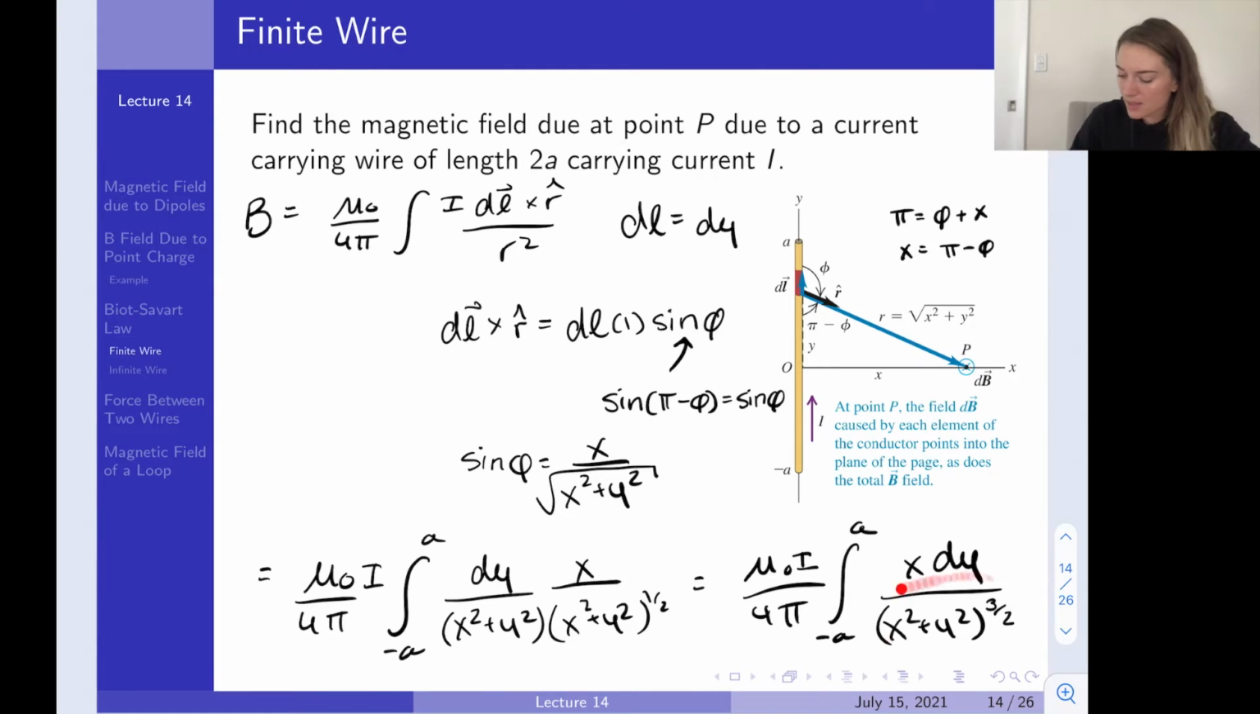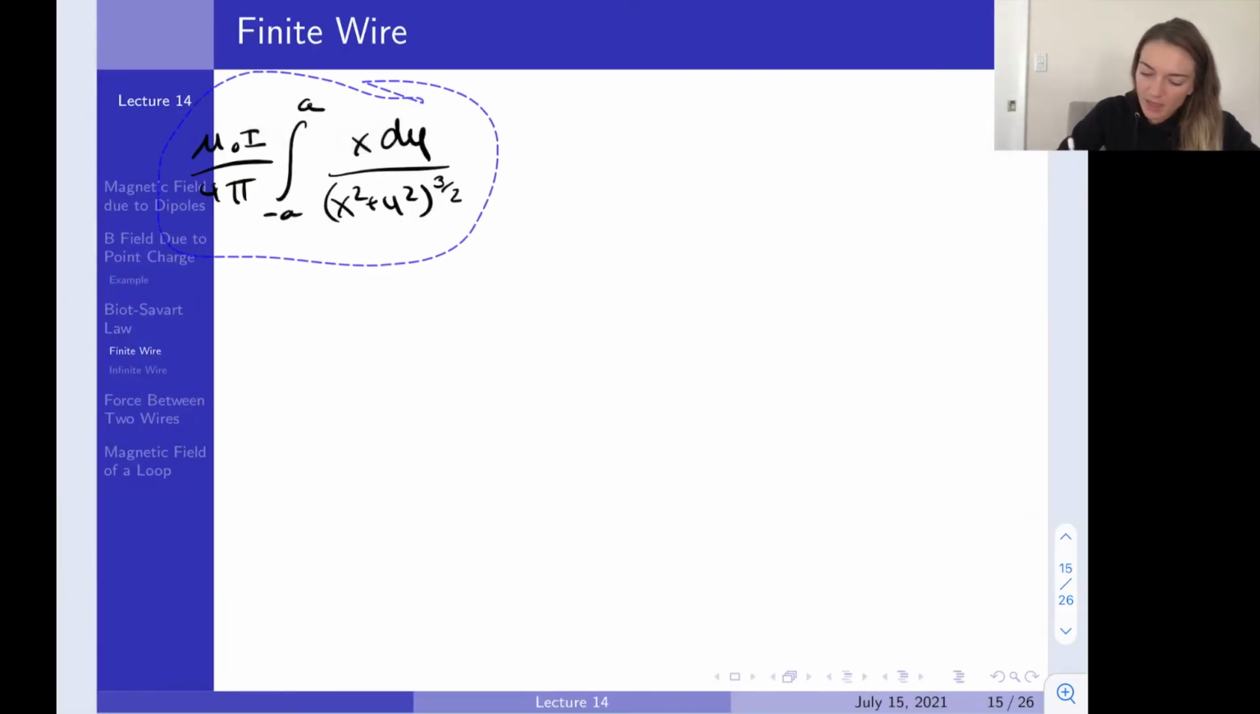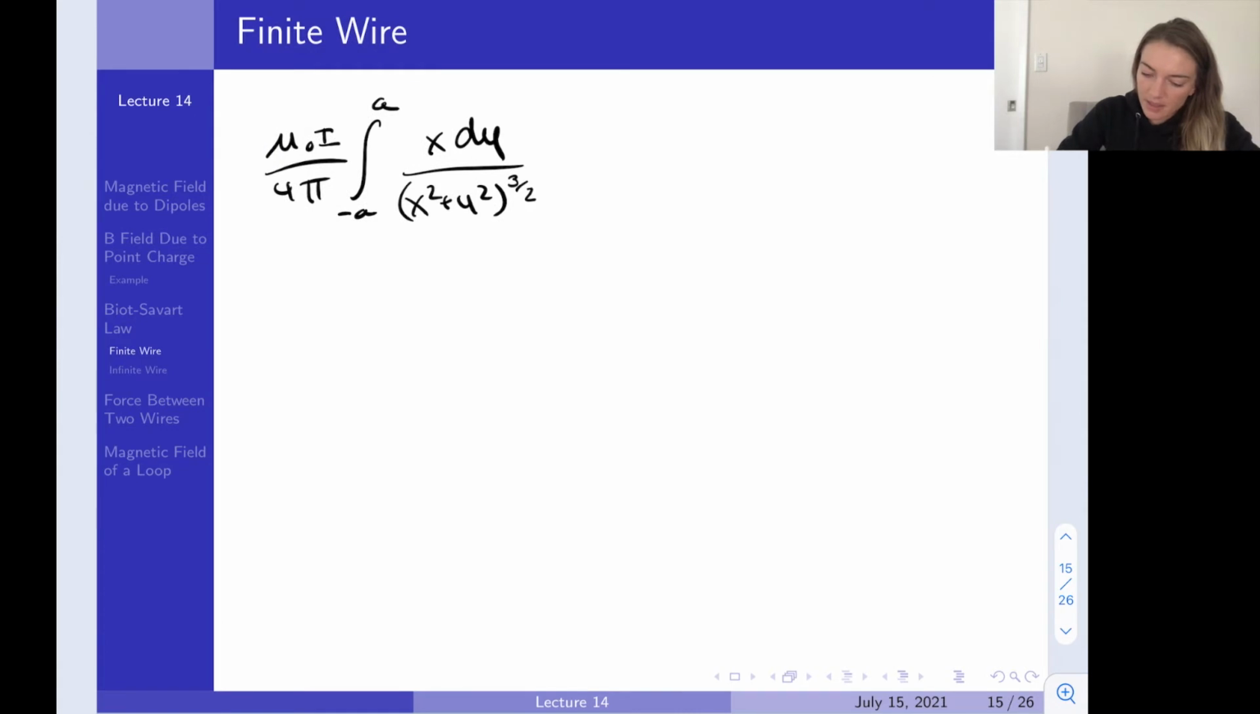This integral, again, you would have to either do a trig substitution, which I don't expect you to do, or just look it up, plug it into Mathematica, or look it up in a table of integrals. And when you evaluate this, you get 2a over x squared plus a squared.